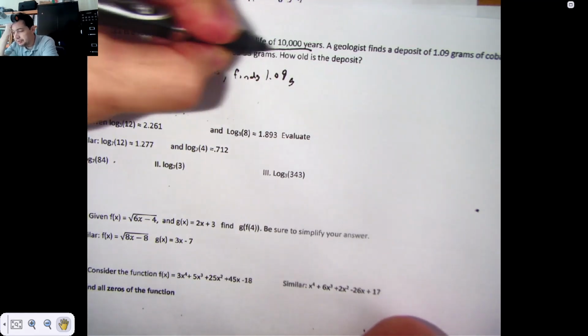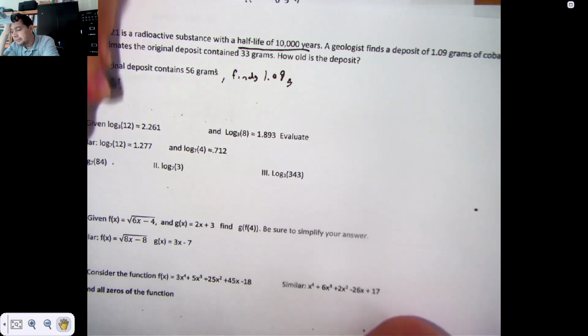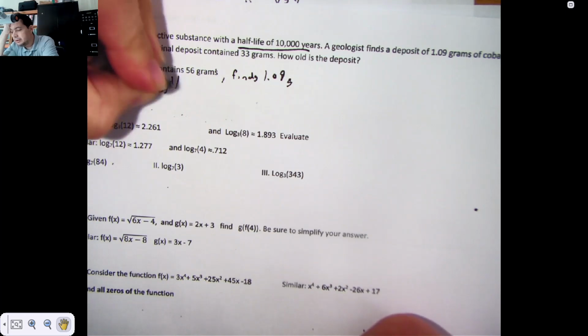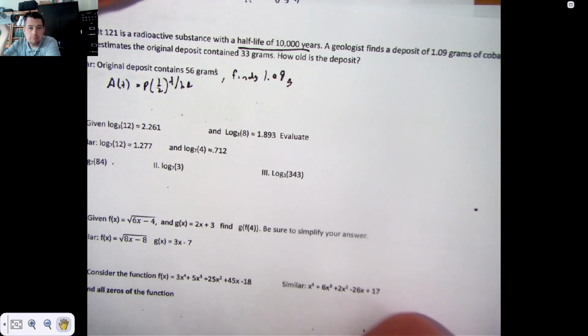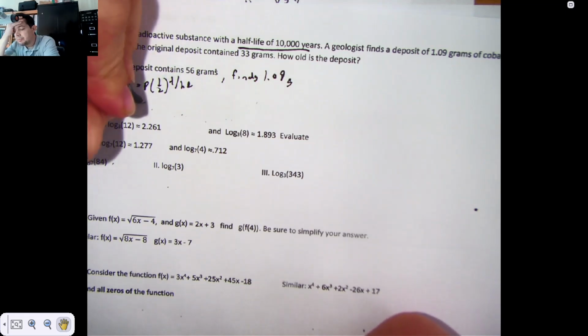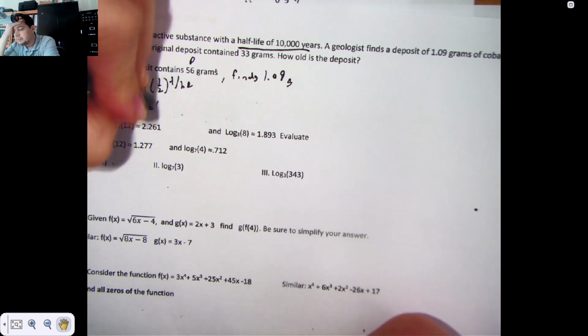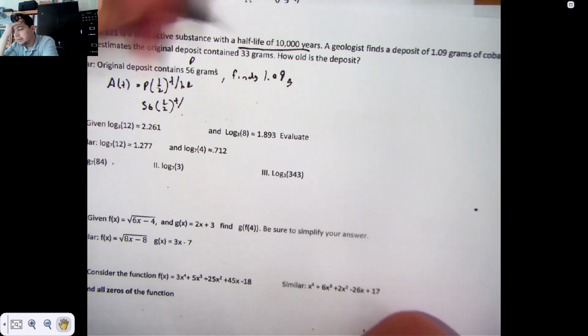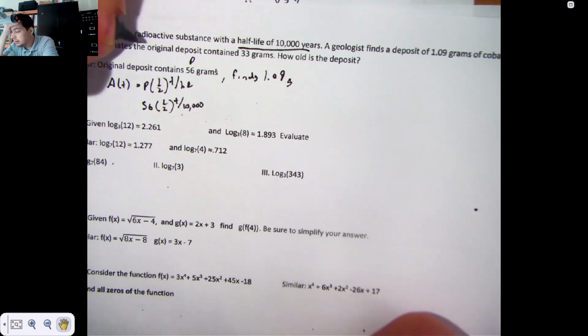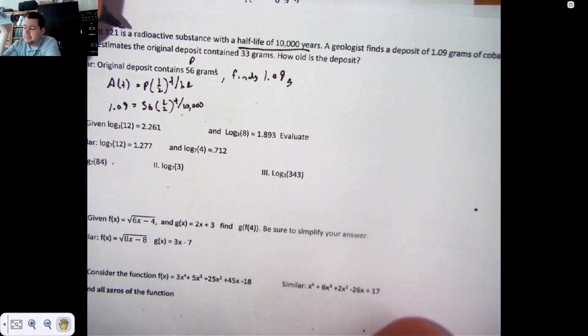So half-life is mentioned. The formula for half-life is the amount after time passes as a principal times 1/2 to the t over whatever that half-life time is. So he estimates the original deposit is 56. That's your principal. The half-life is given in the text as 10,000 years. And he found 1.09. I'm going to do this by hand, all right? You can also use a TI-84 if you have to. Doesn't really matter right now.